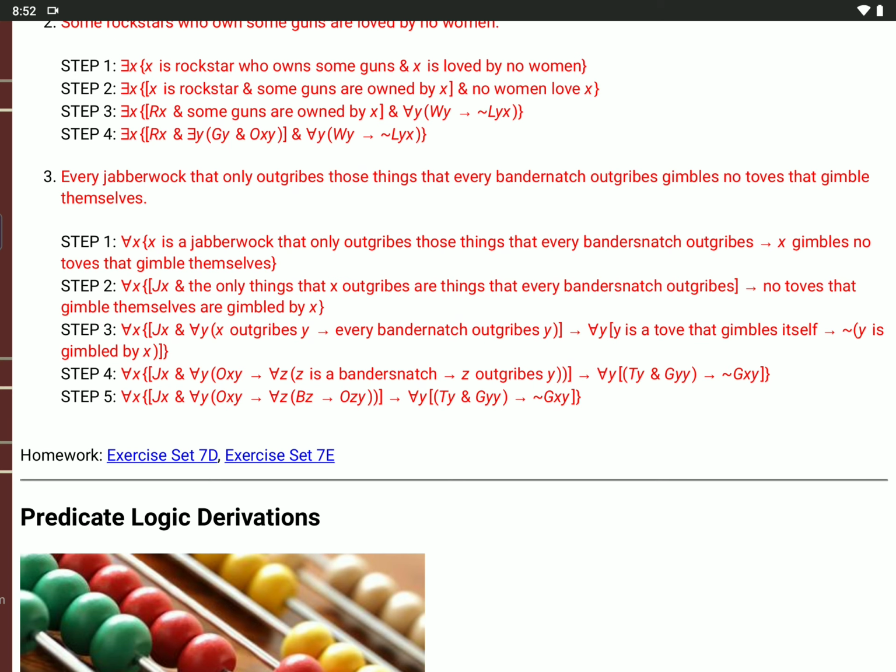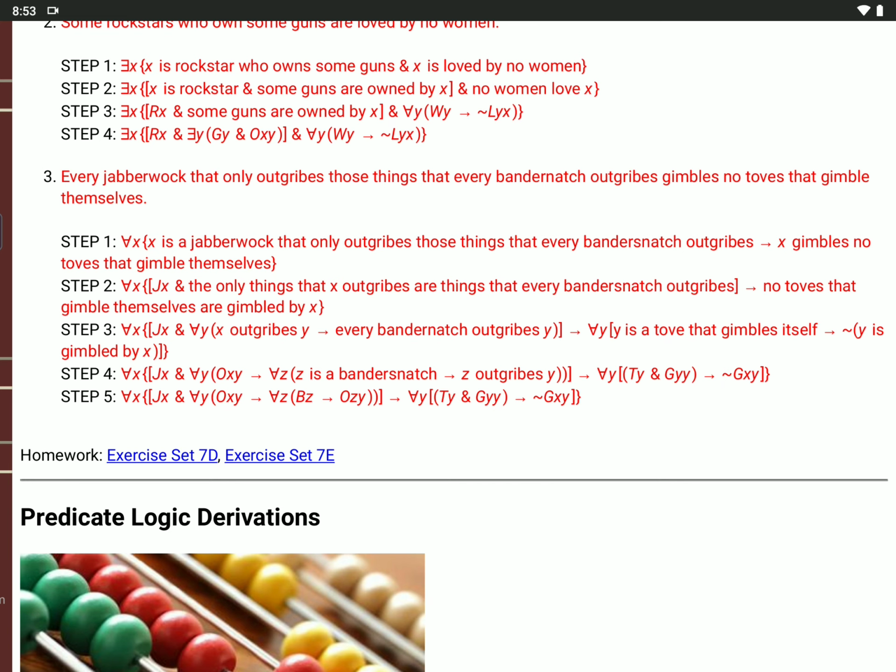Okay. So X is a Jabberwock that, it becomes JX. And sometimes if the word only occurs, I like to reword it with the only, because the only doesn't generate the same kind of ambiguity as that only does. So if you reword X only outgribes those things that every Bandersnatch outgribes: the only things that X outgribes are things that every Bandersnatch outgribes. That's going to make it a little bit easier. Then on the right of the arrow, X gimbals no toves that gimbal themselves, I want to reword that so the no is at the beginning. No toves that gimbal themselves are gimbaled by X.